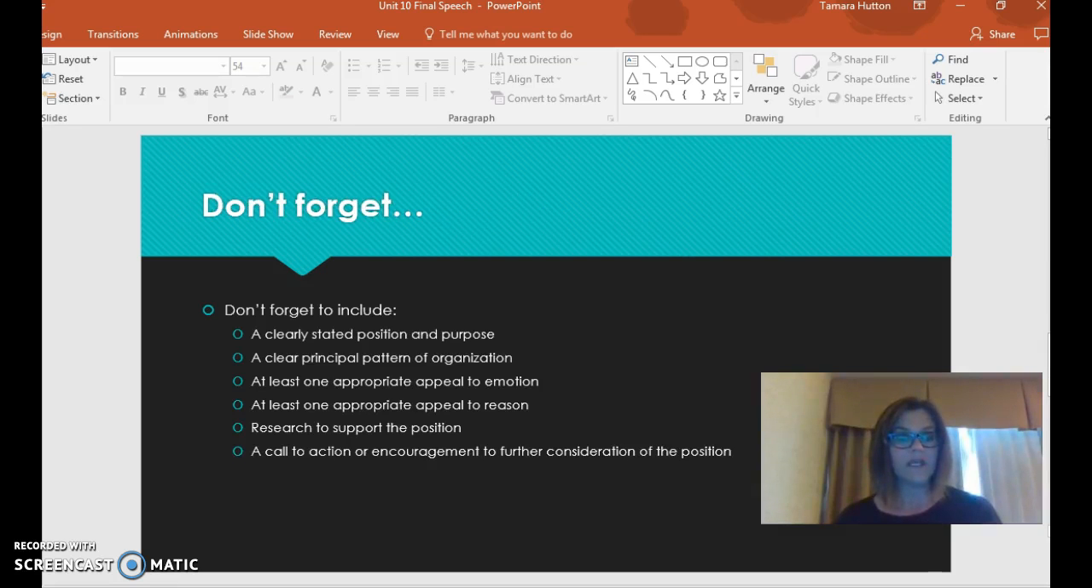So again, don't forget to include your clearly stated position and purpose. Why should your audience care? Why should we care? What is your point? Make that clear. Have a clear pattern of organization. Be organized. Create an outline before you give your speech if you need to. You need to have an appeal to emotion and an appeal to reason. Research has to be included, and you have to have at the end a call to action, or at least further consideration of your position from your audience.